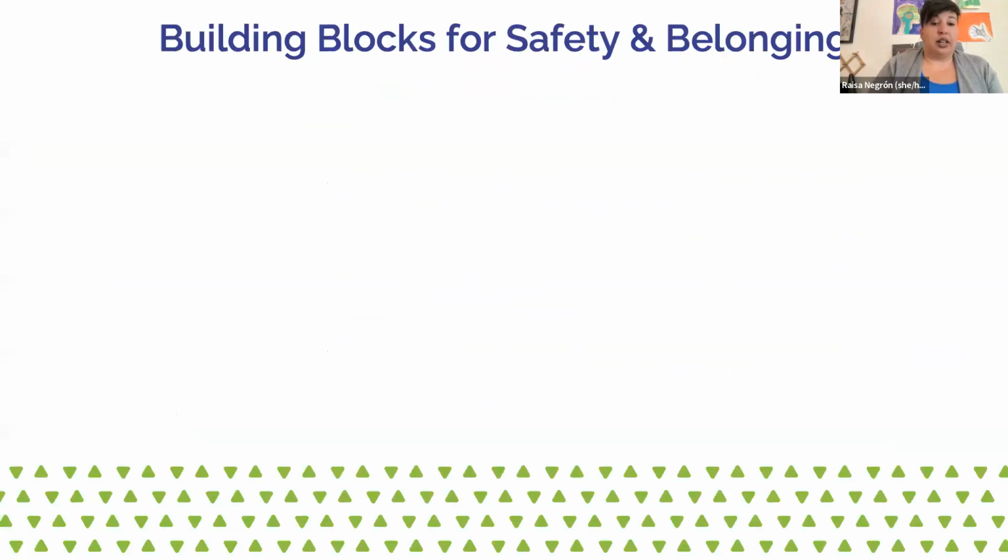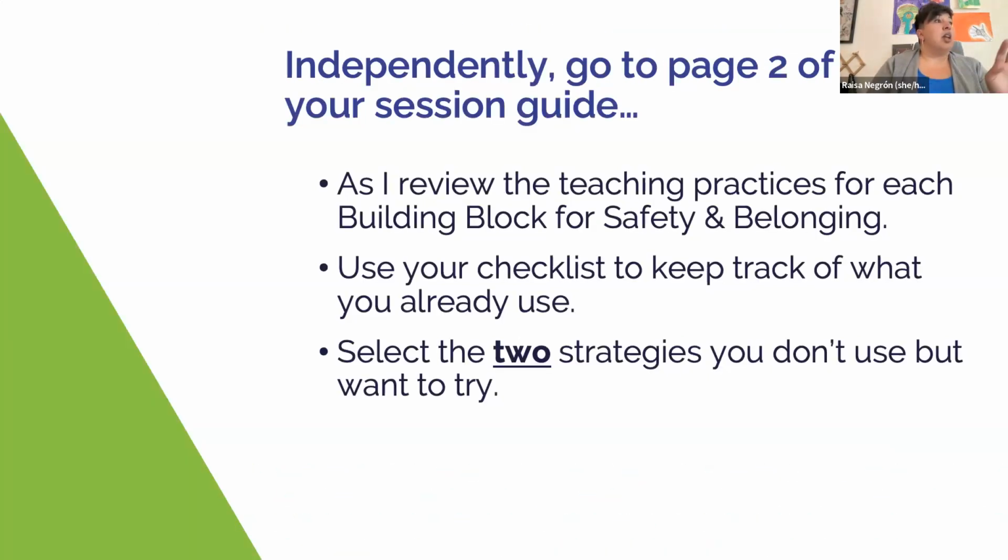So this is what I called the building blocks. On the second page of your session guide, there's a checklist that's going to outline all the things that I am covering in these next slides. And I just ask you to keep track of what you already use, right? So let's recognize your strengths and some areas of improvement that you might need. And then once you figure out what those are, you might want to select just a couple of them that you don't use, but want to begin to engage, as a way to begin to incorporate this moving forward.